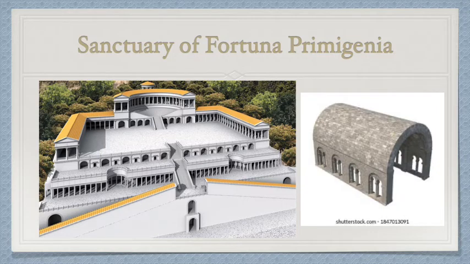Make sure you do read that sidebar on Roman concrete construction, especially paying attention to what barrel vaults, groin vaults, and hemispherical domes are. I promise you will see it again. Now, probably one of the greatest examples of early concrete construction is the Sanctuary of Fortuna, which was created in the late 2nd century BCE.